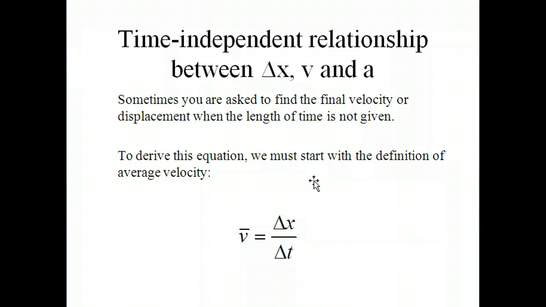We can also find what's called a time-independent relationship between displacement, velocity, and acceleration. Sometimes it's useful to have an equation where, if we don't know the time involved, we have ways to figure out the other quantities. We can start with the definition of average velocity, which is displacement over time.